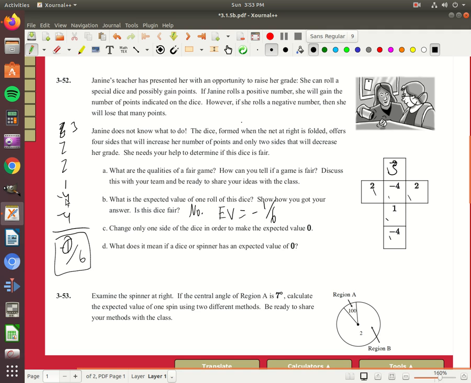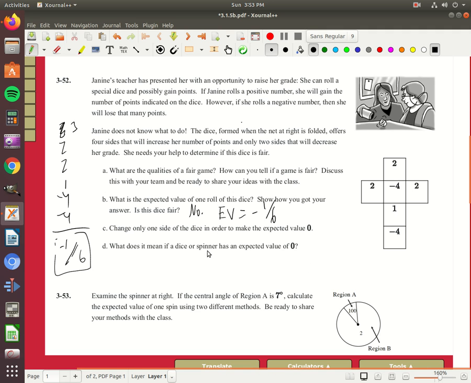Or I could make a -4 into a -3. The long story short is I just need to add 1 to anything. If I add 1 to any of these, I'll get a fair dice. So again, that could go to a 3, that could go to a 3, add 1 to a -3, add 1 to a 2, or add 1 to a -3. Any of those would make this a fair dice.